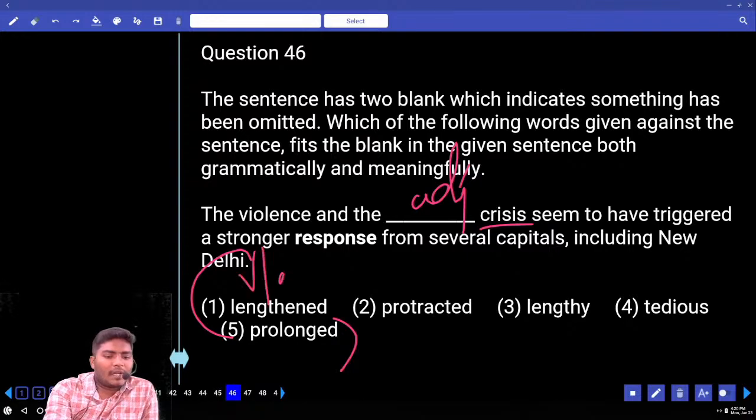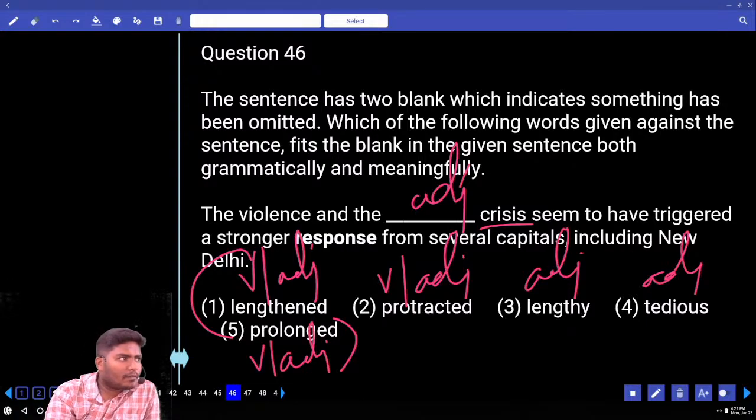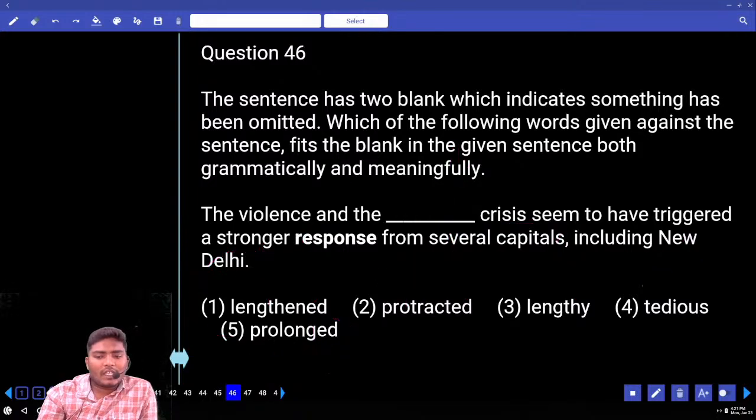Lengthened, verb and adjective. Protracted, verb and adjective. Lengthy, adjective. Tedious, adjective. Prolonged, verb and adjective. What does it mean? All of them are adjectives. Now, can you directly answer based on these parts of speech? No. Now, what do you need? Meanings are needed.